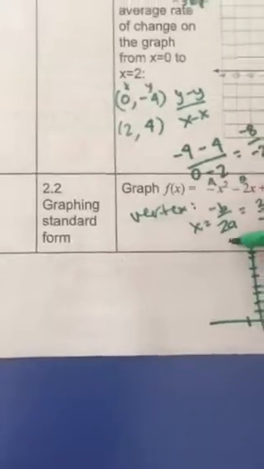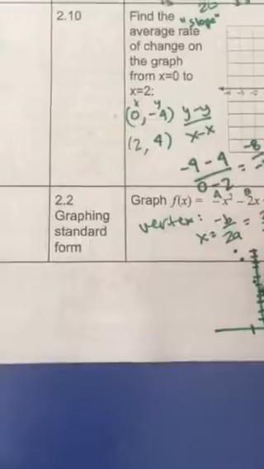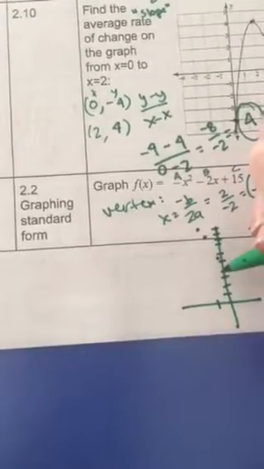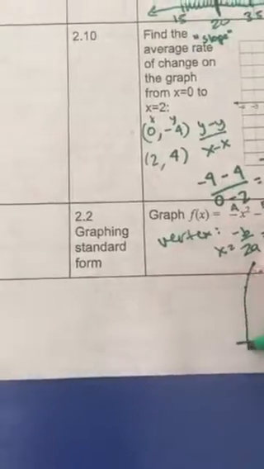You'd go negative 1, up 16, pretend that's 16, it's not there right now. Then I would go down 1 over 1, down 3 over 1, down 5 over 1, and I would graph my parabola.